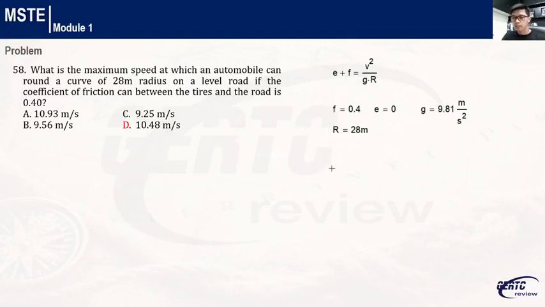So that is, gamitin natin to, cross-multiply na lang natin, square root of GR times F. Correct? No? E is 0, so tatanggalin lang natin yung E. Then, i-cross-multiply natin yung GR. So that would be GRF. Then, square root natin both sides, and the answer here is 10.48 meters per second.